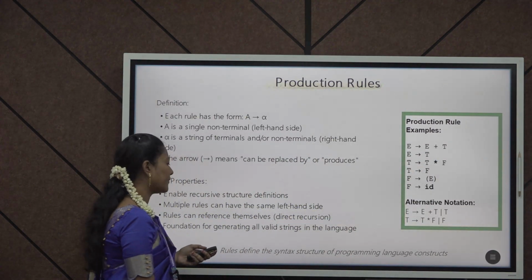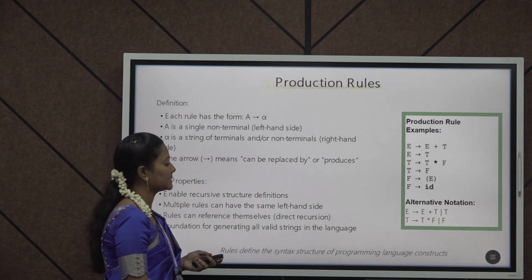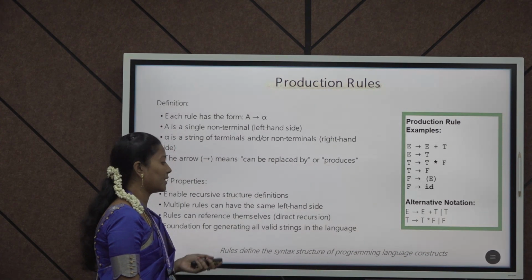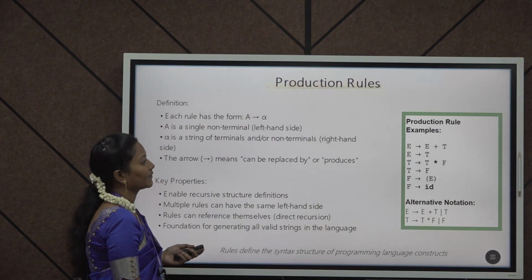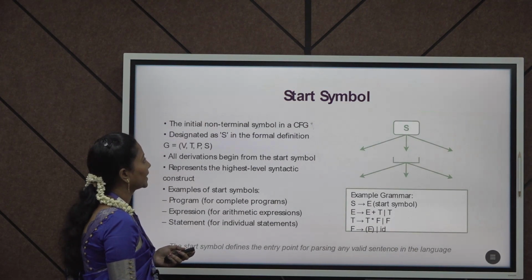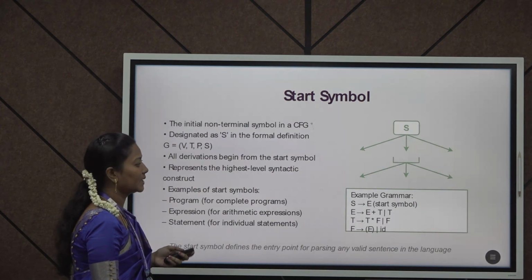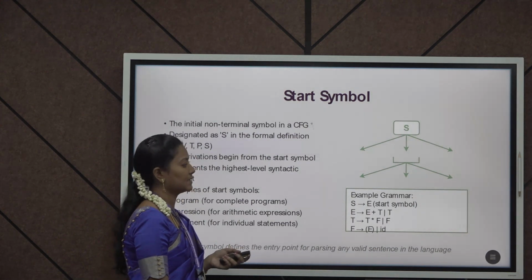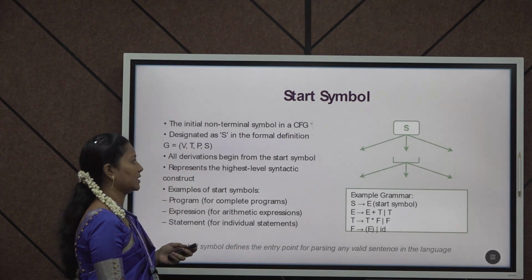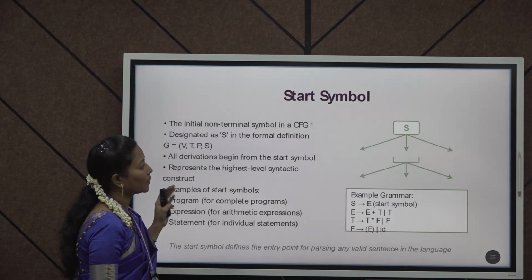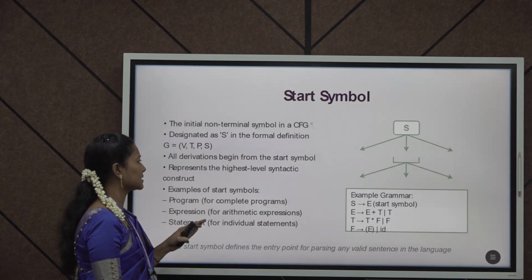And next, it provides a foundation for generating all valid strings in the language. So using these production rules, we can generate the valid strings for that particular grammar. And then the next thing is the start symbol. The start symbol should be a non-terminal symbol. It is the start of the derivation. So the derivation starts from this symbol only. That is, all derivations begin from the start symbol.